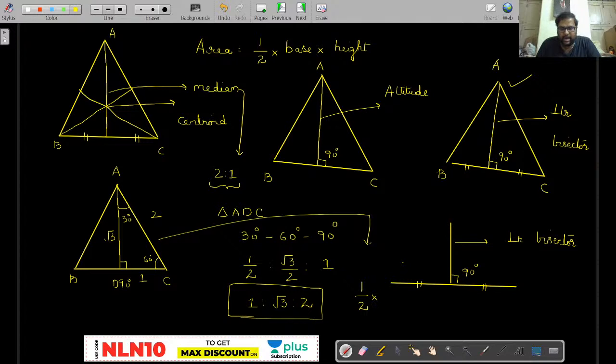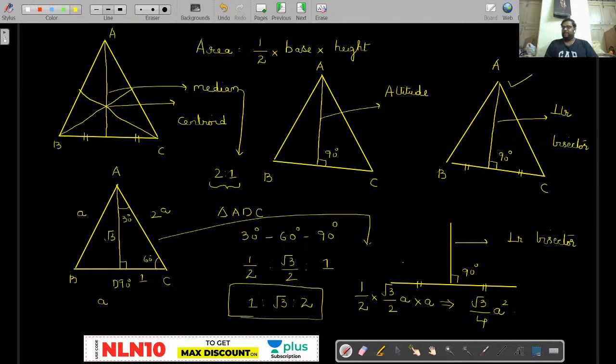right? Now height will be how much? Root 3 by 2 A. Am I right or wrong? See here, because AD will be root 3 by 2 A. Now see, as it is an equilateral triangle, this will be A, this will be A, and this will be A. Now your base will be A. Now automatically area of equilateral triangle will be equal to root 3 by 4 A square.